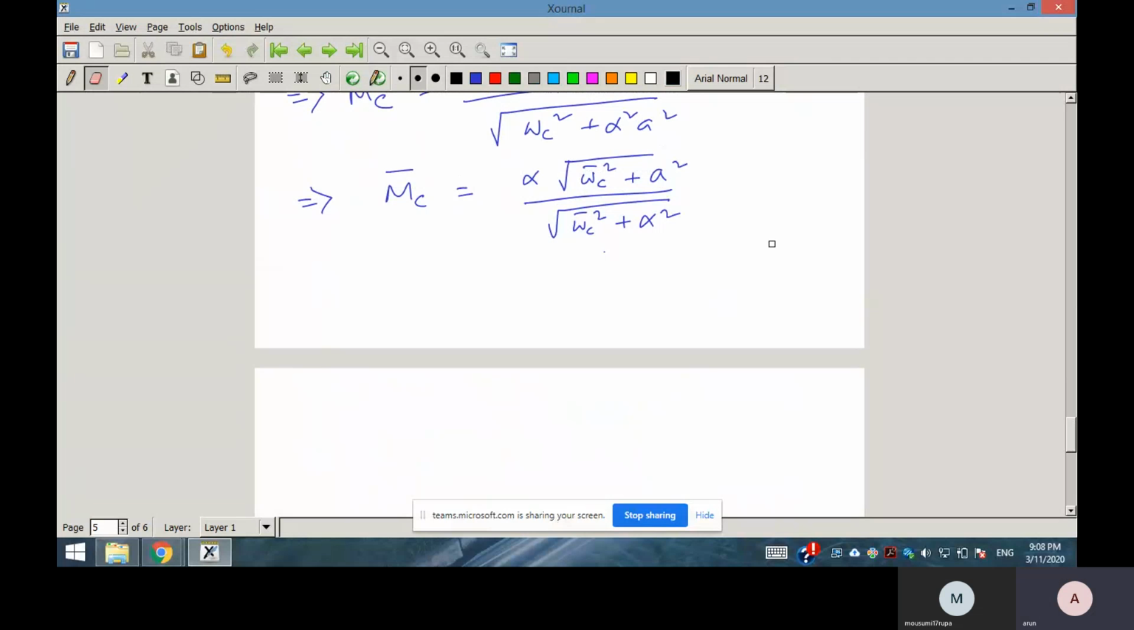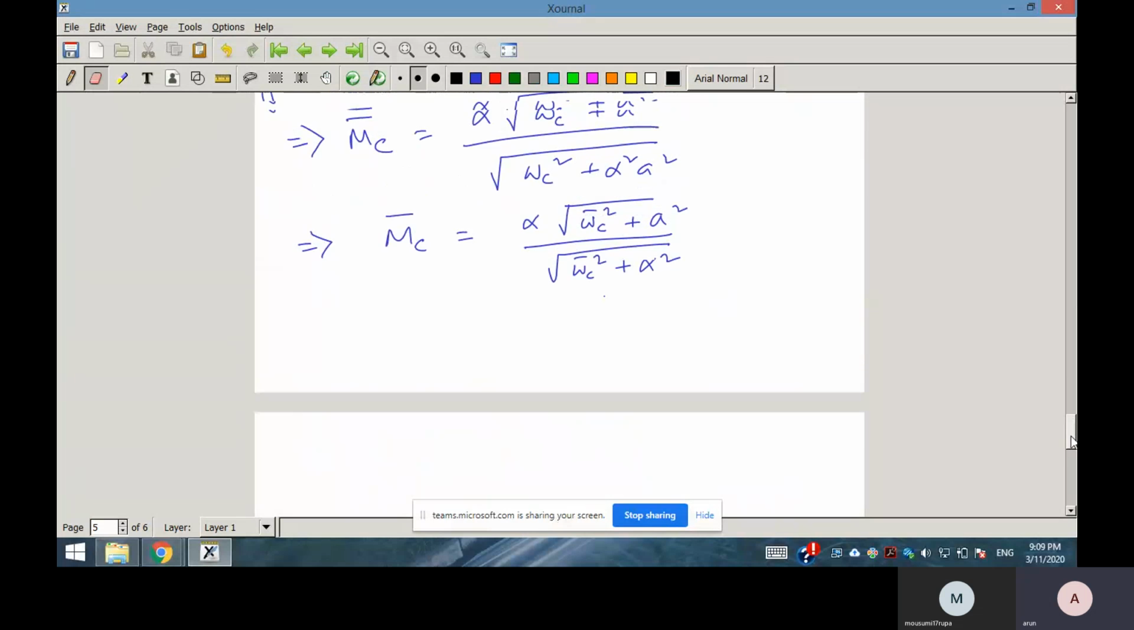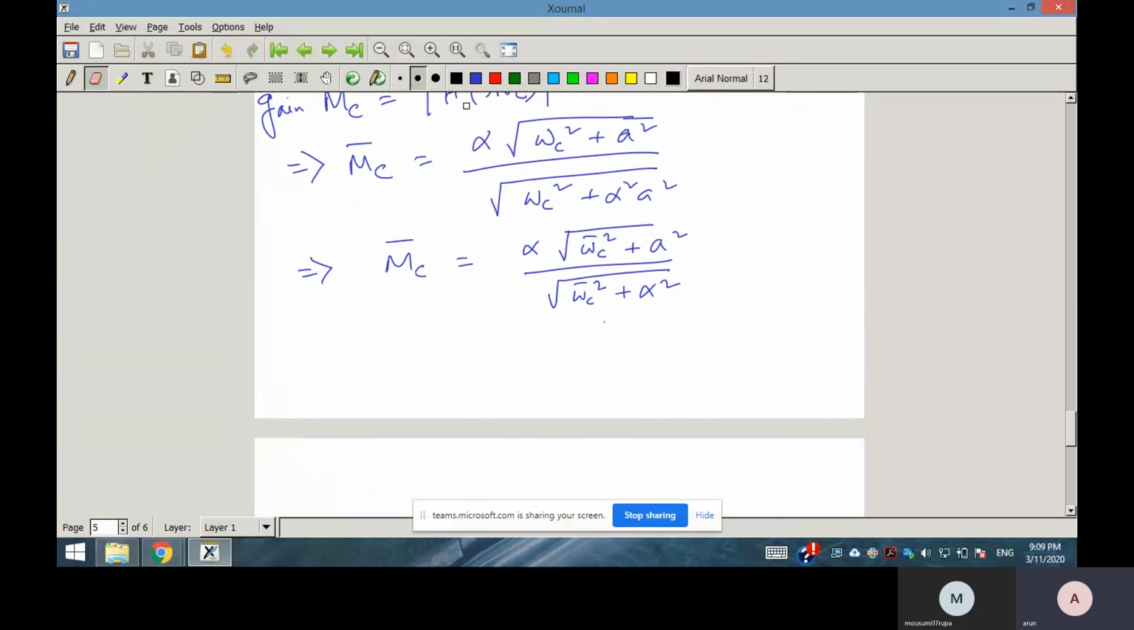So this is MC in normal scale. MC bar is normal scale. So MC is what? MC is MC in dB. So MC equal to what? 20 log of MC bar. This is because MC is in dB. So MC is 20 log of MC bar. So this is equal to what? So 20 log of MC bar.